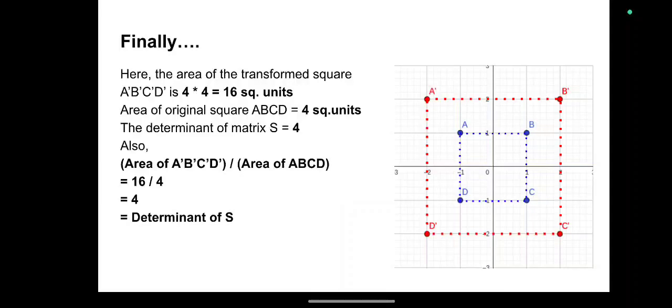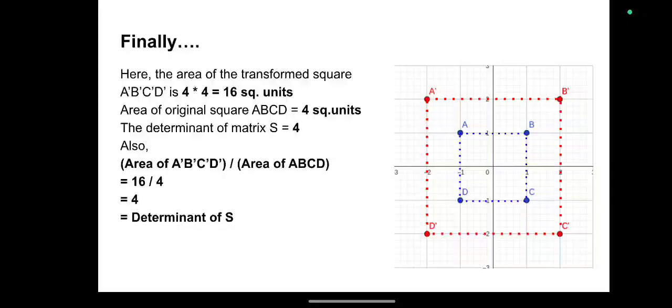Here you can see the area of the transformed square A dash, B dash, C dash, D dash is 4 times 4 equals 16 square units, and from previously we know that the area of the original square ABCD is 4 square units, and we also know that the determinant of the matrix S is 4. Now here if we take the ratio of the area of output shape and area of input shape, that is area of A dash, B dash, C dash, D dash by area of ABCD, we get 16 by 4, which equals 4, which also happens to be the value of our determinant S.